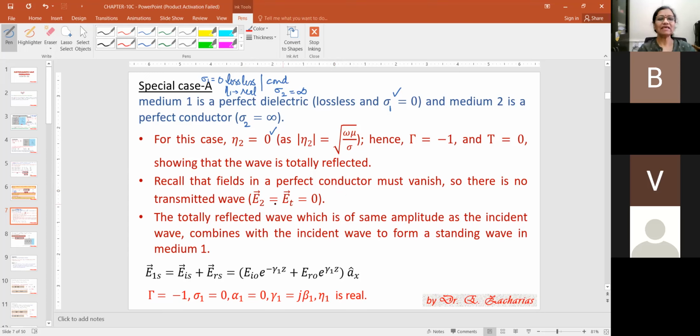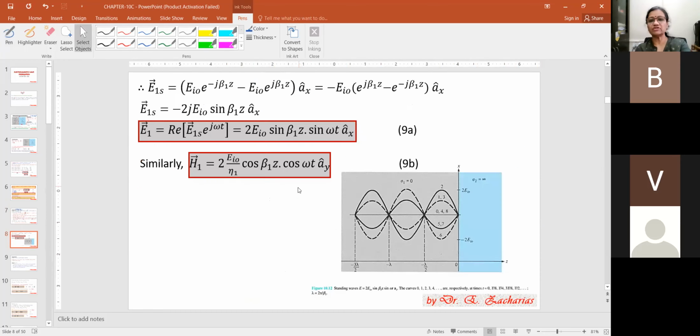Therefore, you can say that E2, the total electric field on the conductor side, on the second side, will be 0 because no transmission happened. Okay, and the totally reflected wave will have the same amplitude as the incident wave because it's completely getting reflected. I hope you remember standing waves that you studied, wave on a string in physics. So just think of the same thing. Here also a complete reflection will happen. So the incident wave and the reflected wave will combine and form what is called a standing wave. And where will it form the standing wave? It will form the standing wave in medium 1, and medium 1 is a perfect dielectric. Okay. So let's quickly write the equation for this.